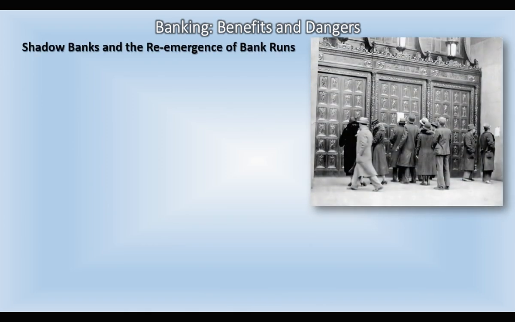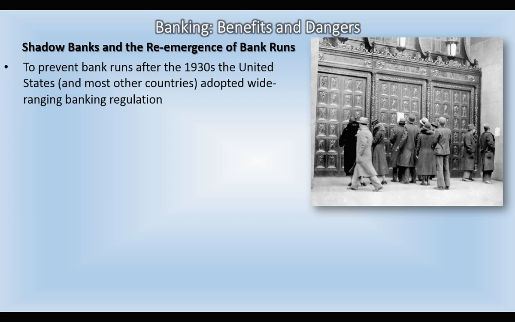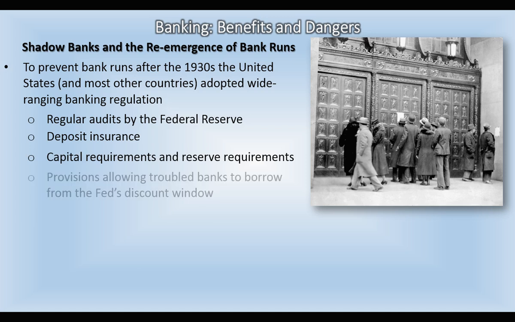So let's talk about shadow banks and the reemergence of bank runs after this regulatory period that helped to quell the fear of bank runs in depository institutions, which then reemerged when shadow banks became a big thing. To prevent bank runs after the 1930s, the United States and most other countries adopted wide-ranging banking regulation, as I've talked about. So there are regular audits by the Federal Reserve. The 12 Federal Reserve banks are tasked with auditing the behaviors of the banks in their region to make sure they're following the reserve requirements and capital requirements, and that they're not engaging in too risky of leveraging.